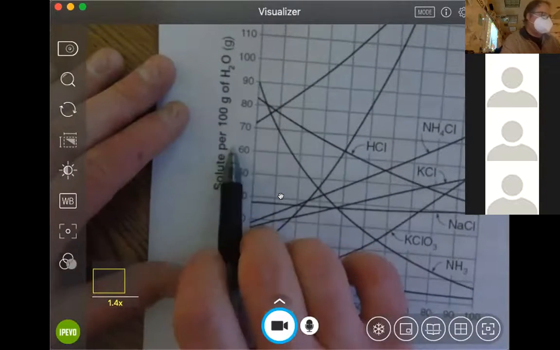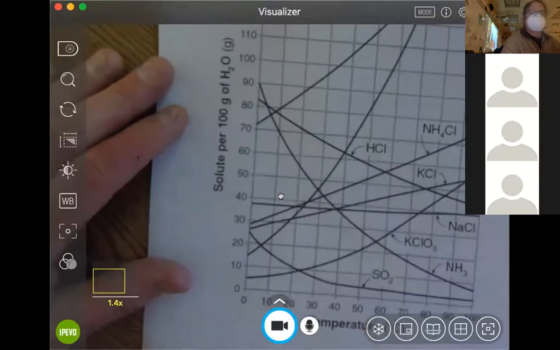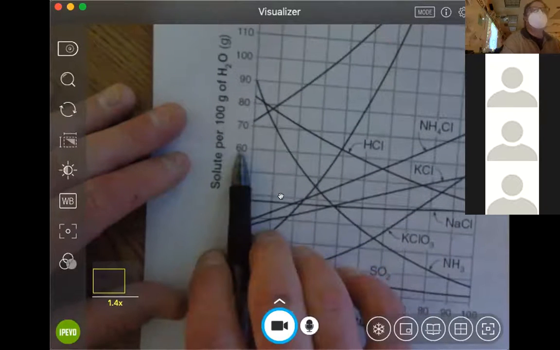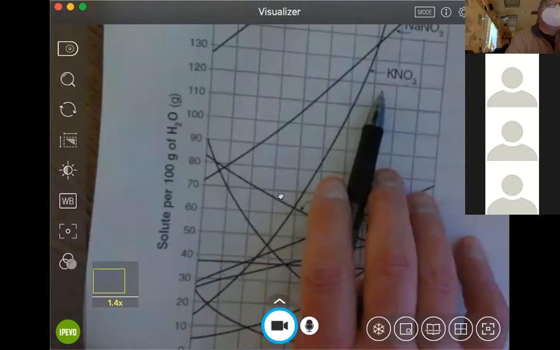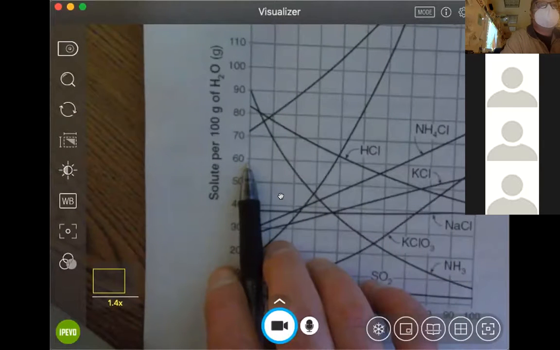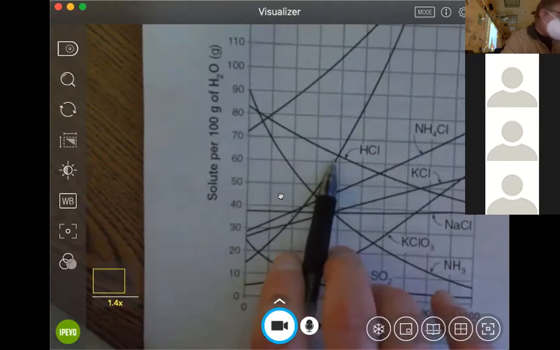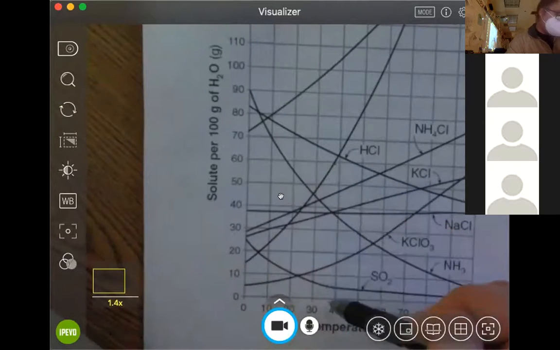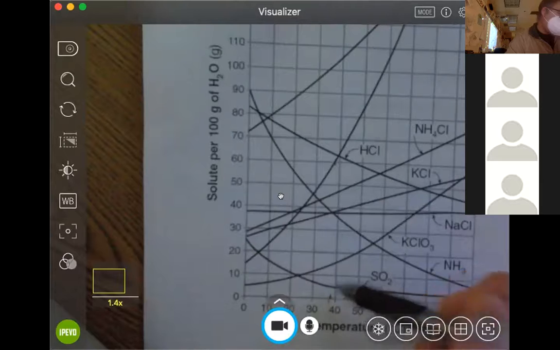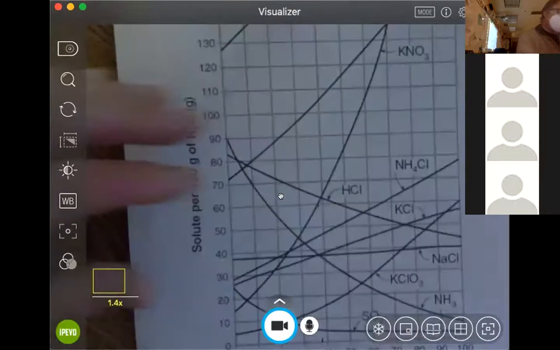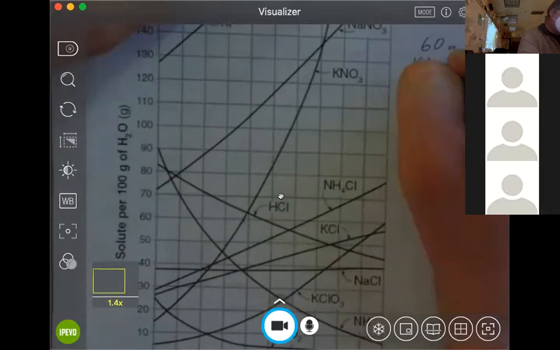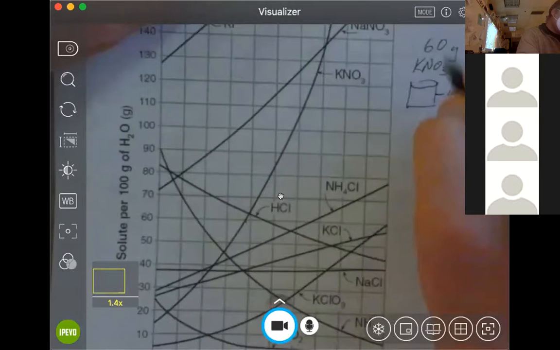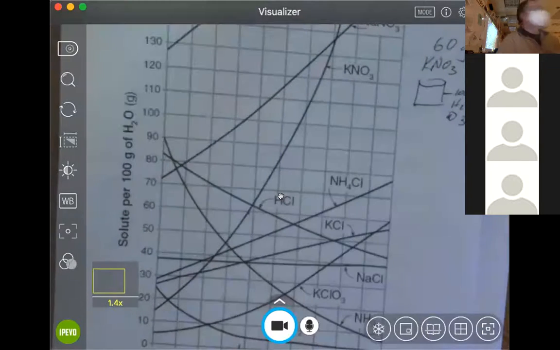Over here, this is the amount of solute in grams per 100 grams of water. So if we have 100 grams of water, we can dissolve so many grams of solute. For example, for potassium nitrate, we can dissolve 60 grams of potassium nitrate in 100 grams of water at a temperature of 38. So we mark here 60 grams. We go down here, 38. Right? So that means that we could take 60 grams of potassium nitrate, dissolve that in 100 grams of water at 38 degrees Celsius. Does that make sense?